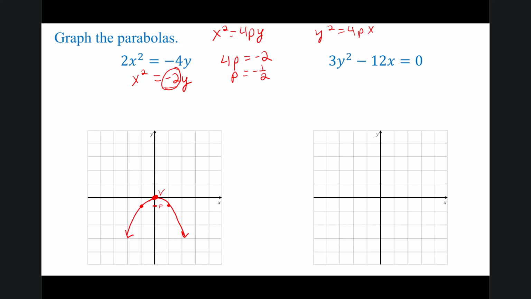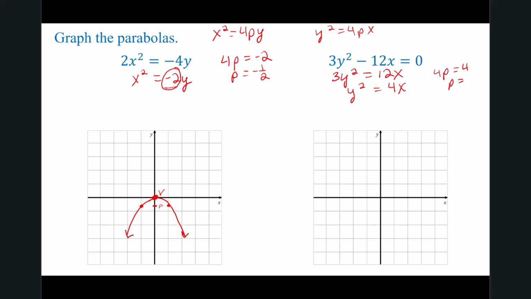Let's look at the equation on the right. I have 3y squared minus 12x equals 0. If I add 12x to both sides, I get 3y squared equals 12x. Divided by 3, I get y squared equals 4x. So y is the one that is squared, so I know it's going to open either right or left. And this number in the equation, the 4, that has to equal the 4p.